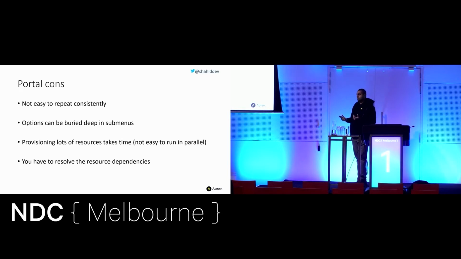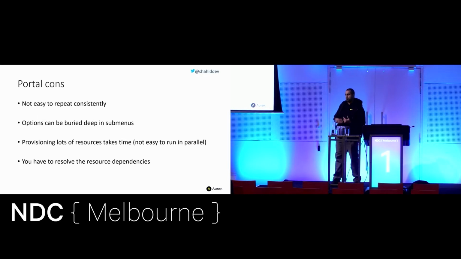And of course, to some extent, you have to resolve your dependencies yourself. So not a great example, but let's say you've got a web app and a database. You're probably going to provision the database first because you want the URL for the database to put in the connection string. So you've got to do that kind of resolution of the dependencies yourself.